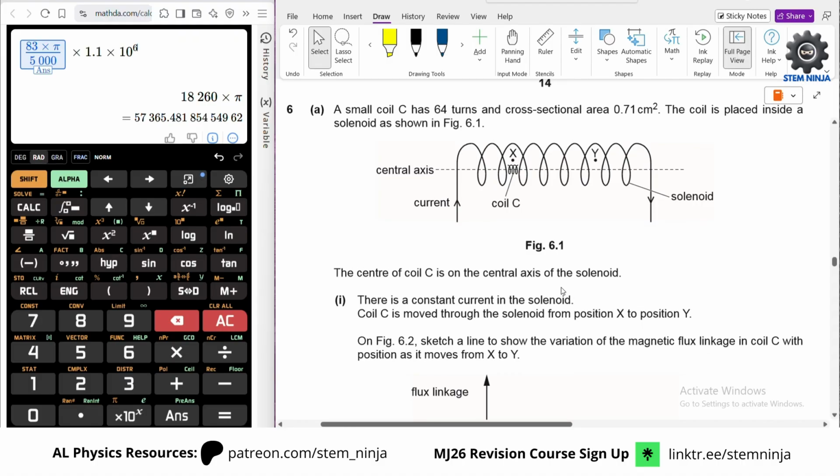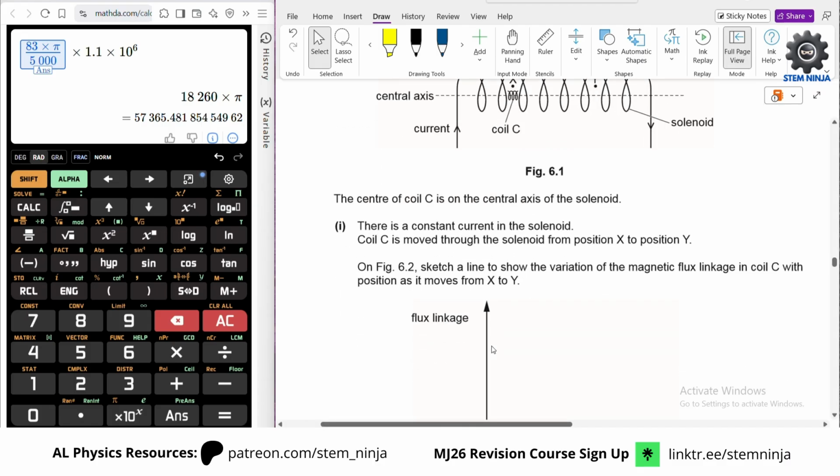Question number 6. A small coil C has 64 turns and a cross-sectional area of 0.71 centimeters squared. The coil is placed inside a solenoid as shown in figure 6.1. The center of coil C is on the central axis of the solenoid. There is a constant current in the solenoid. Coil C is moved through the solenoid from position X to Y. On the figure, sketch a line to show the variation of the magnetic flux linkage in coil C with the position as it moves from X to Y.